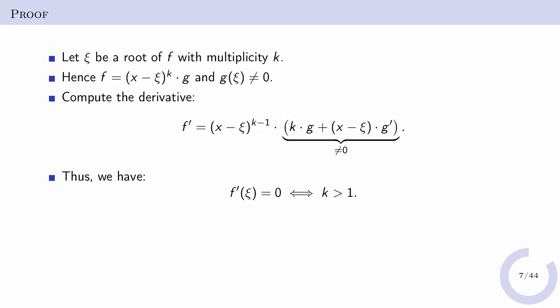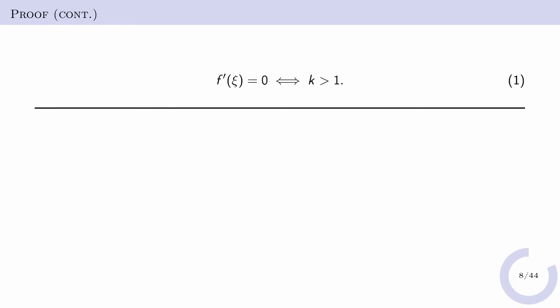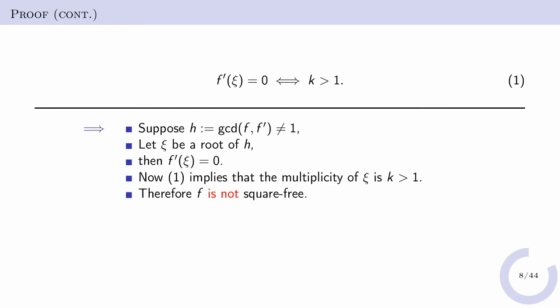So how can we use it to prove the theorem? So we prove it in both ways. So first assume that f is square-free, but suppose by contradiction that this greatest common divisor is not 1. So we suppose by contradiction that h, the greatest common divisor of f and f prime, is non-trivial. If it's non-trivial, it has some root somewhere in a field of complex numbers or whatever.